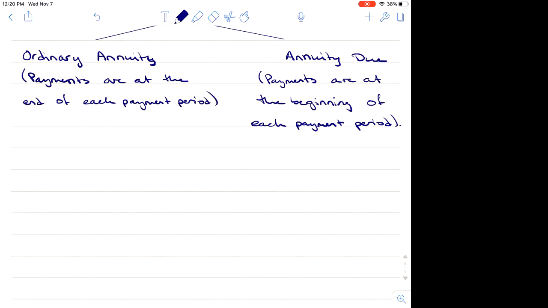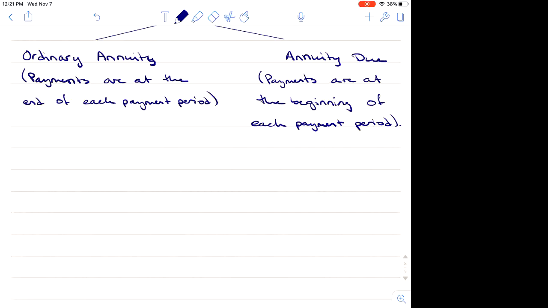So we'll develop first how to deal with ordinary annuities, and then we've just got a slight twist to an annuity due. The hard part is recognizing it in the question. Payments are made at the beginning of the month, for example. Then you have an annuity due. The idea stays the same, but the formulas change a little bit.